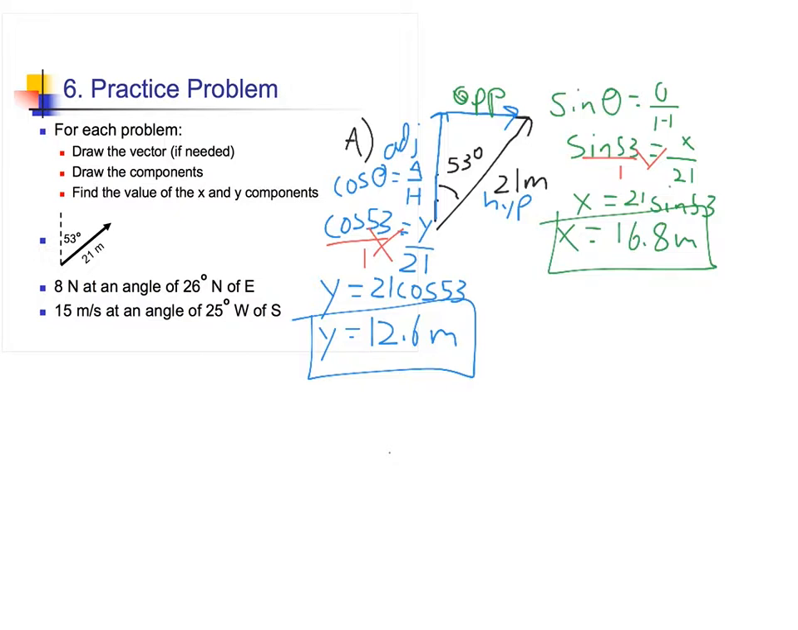The one thing you want to be careful of is cosine will always give you the adjacent side and sine will always give you the opposite side. Do not get in the habit of thinking that sine is always the x side or sine is always the y side. That is going to vary. What sine will always give you is the opposite side, the side that the angle is looking at, and cosine will always give you the adjacent. So why don't you go ahead and try the next two problems, pause the video for a second, and then come back and check your work.